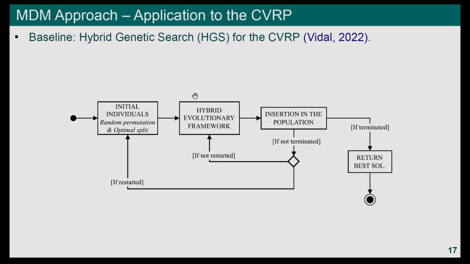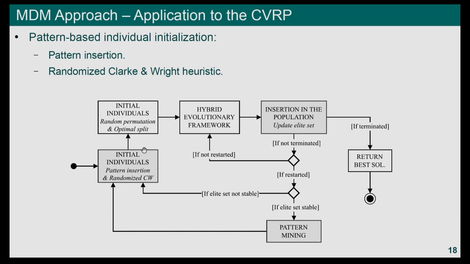just insert this offspring in the population, and we have some iterations between these two components, and eventually we just restart the population from scratch. So this is kind of a multi-start method as well. So we could apply the same approach, pretty much the same way.